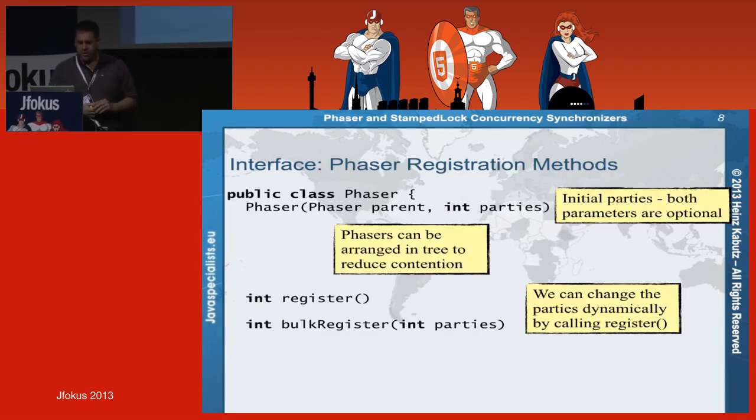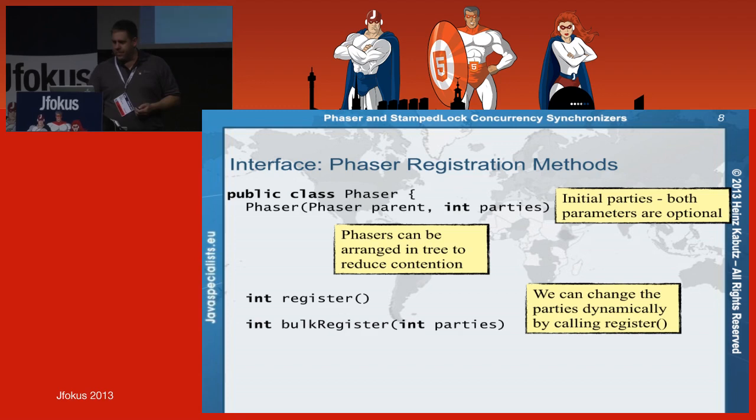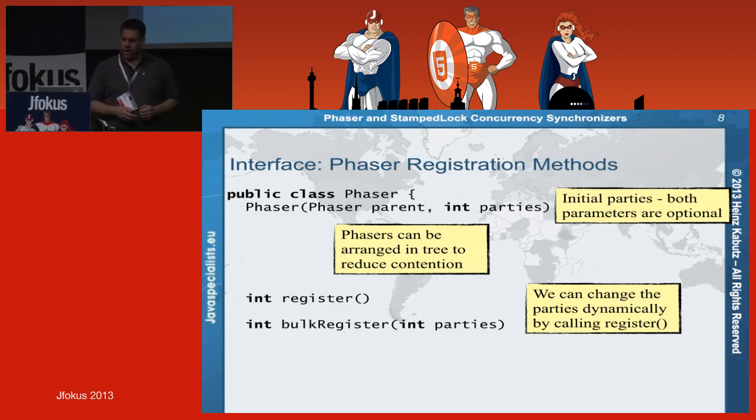So the interface here is you construct the phaser. You can construct it with the parent if you want to, with a number of parties, and then you can add parties dynamically, so you can register new parties. You can also have a whole bunch of parties registered at the same time. You can't deregister a lot of parties at once, so that's a missing method. And then you can signal and you can arrive.